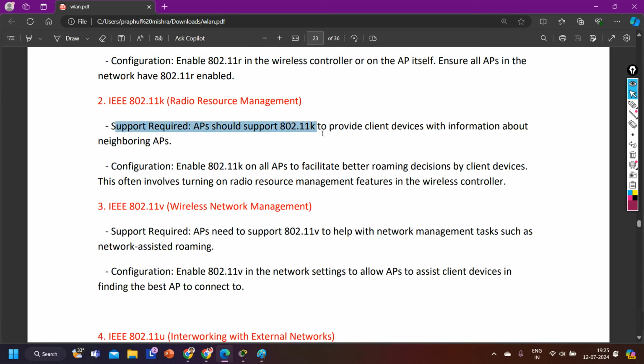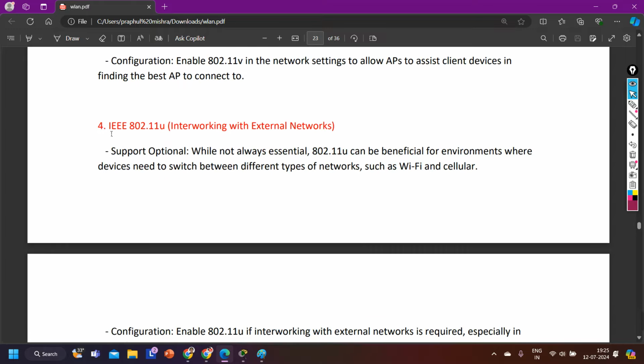Support required: APs should support this standard to provide client devices with information about neighboring APs. So it should be enabled on all the APs to facilitate better roaming decisions by client devices. This often involves turning on the radio resource management feature in the wireless controller, right? And I have one more standard, that is 11u, interworking with external networks.